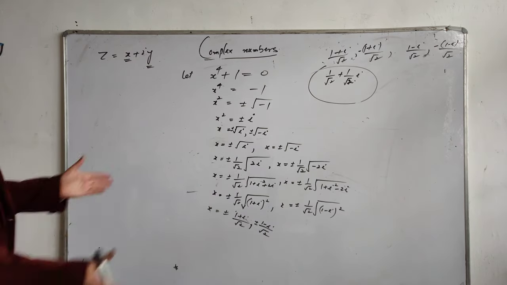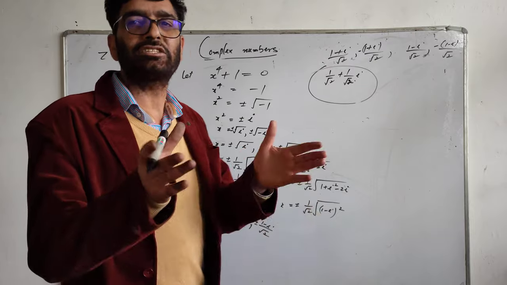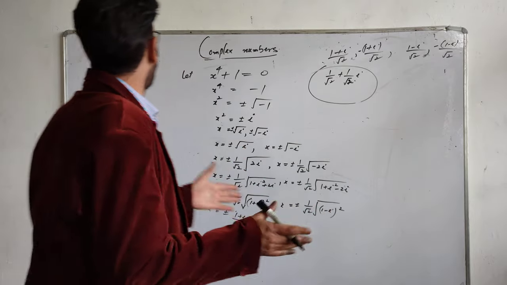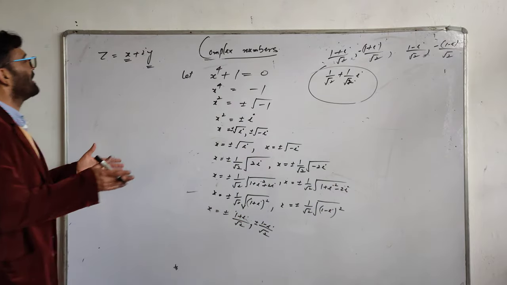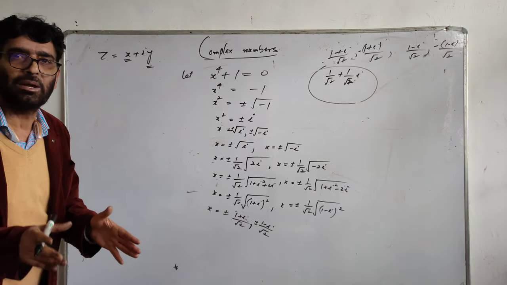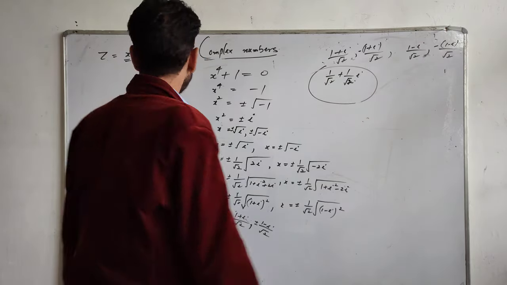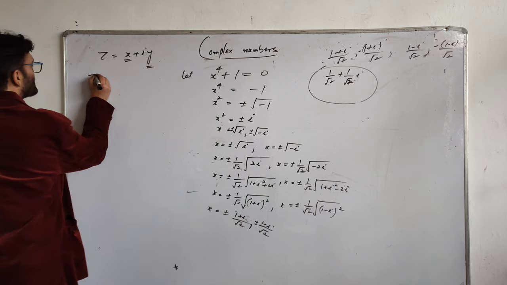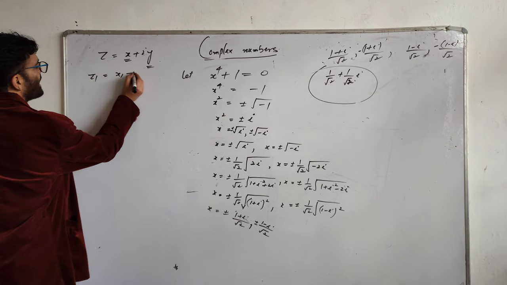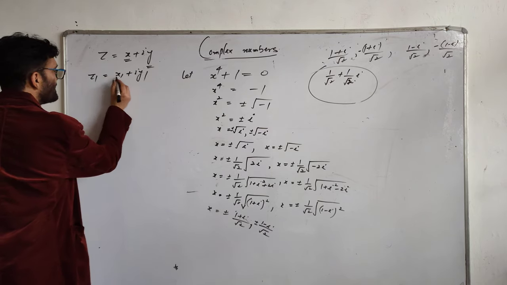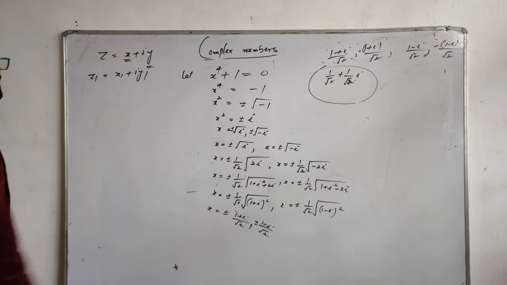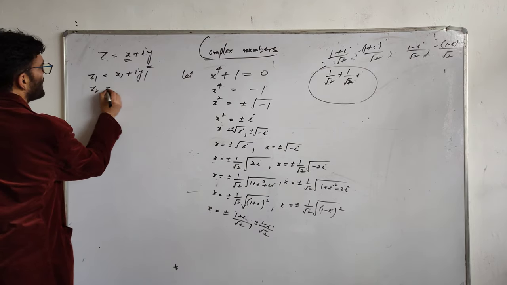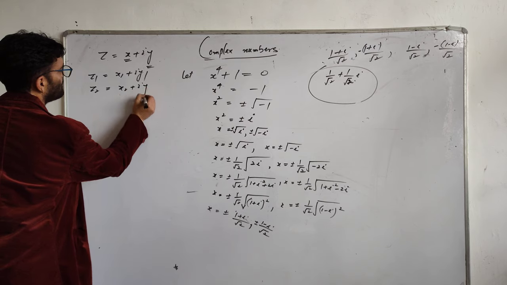Now, how do we add this? Let us go for now to the addition of complex numbers. That is operations on complex numbers. First operation is addition. If here we have a complex number, say z1 is equal to x1 plus iota y1, x1 is the real part, y1 is the imaginary part. Let us have a second complex number, z2 is equal to x2 plus iota y2.